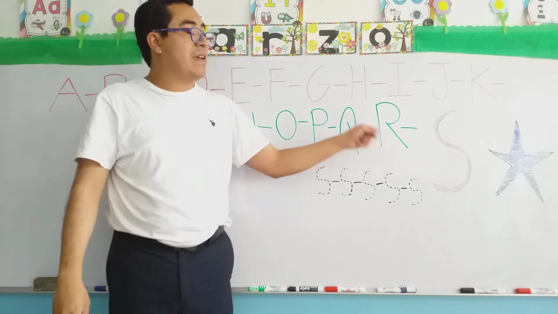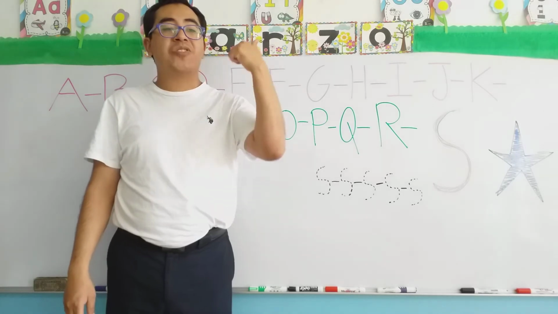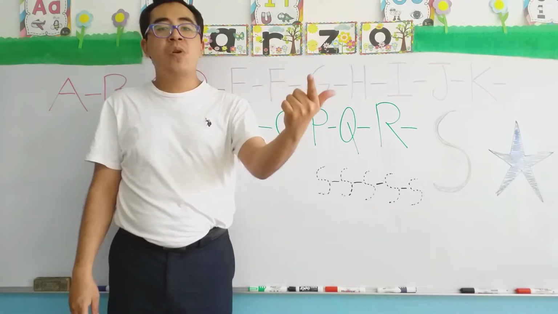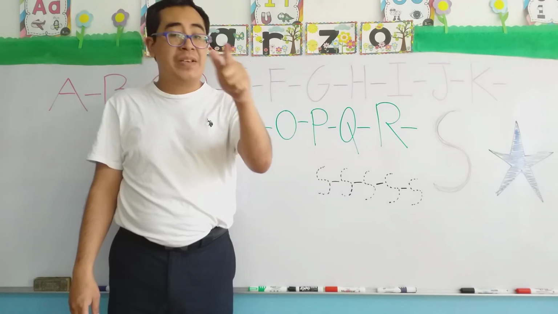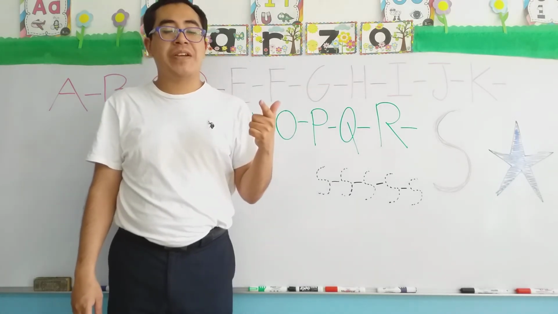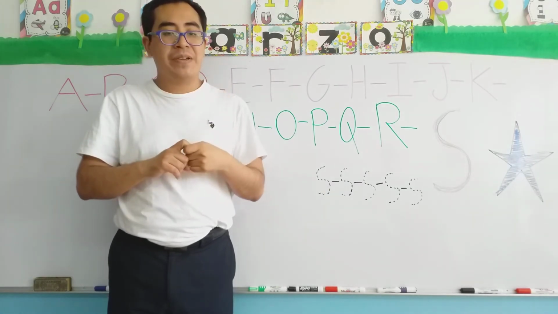And finally, with capital R, we had objects as radio, ruler. Excellent, you remember another object. Ring, of course. Very good.